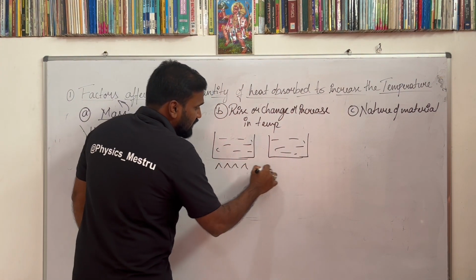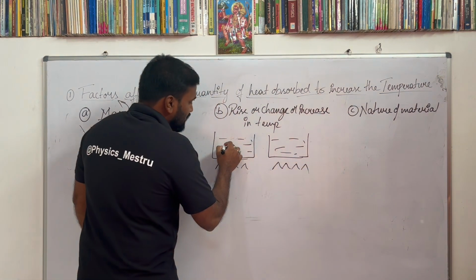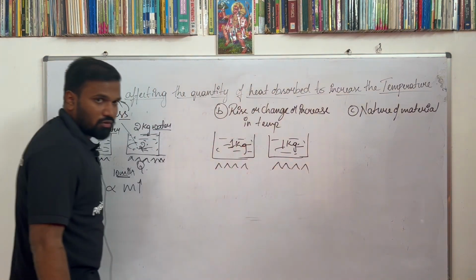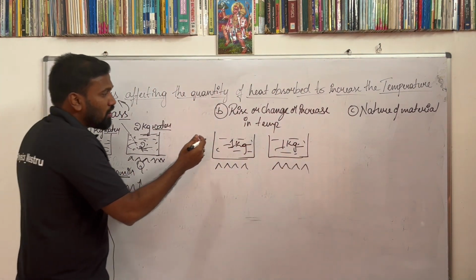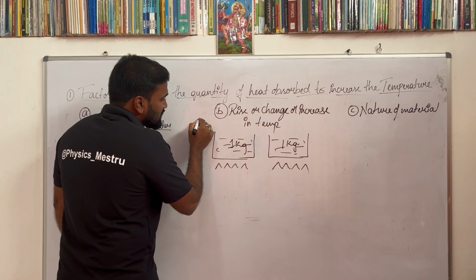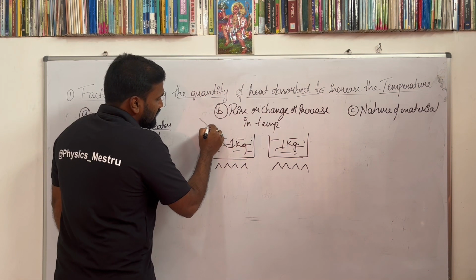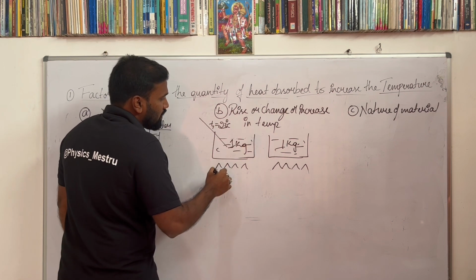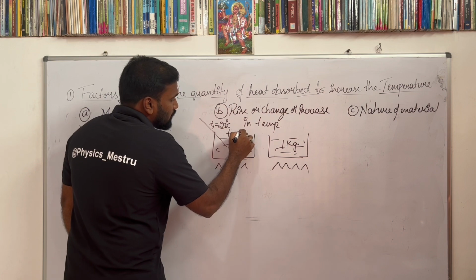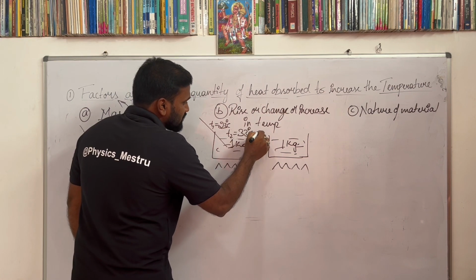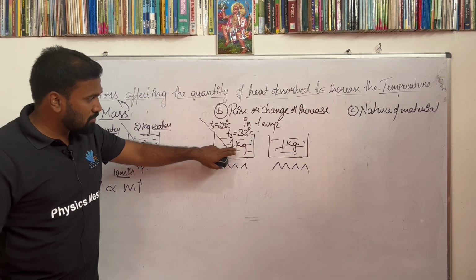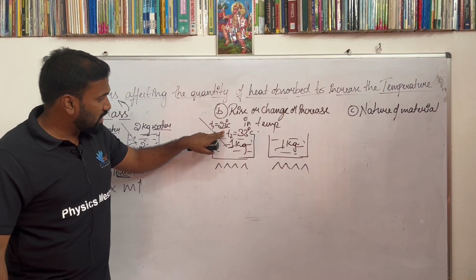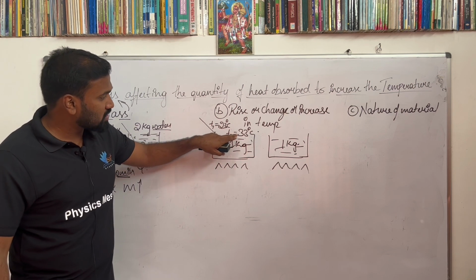Here I am giving the heat, and here also I am giving the heat energy. Here the mass will be 1 kg, and here also the mass will be 1 kg. In order to raise the temperature, let me take the initial temperature as 23 degrees Celsius. That means the final temperature I want to get is 33 degrees Celsius. So the masses are the same, the substances are the same, but the temperature rise is from 23 degrees Celsius to 33 degrees Celsius.